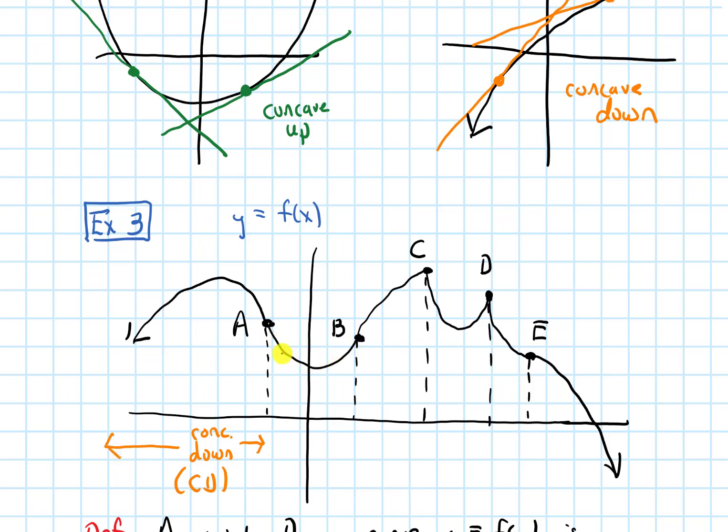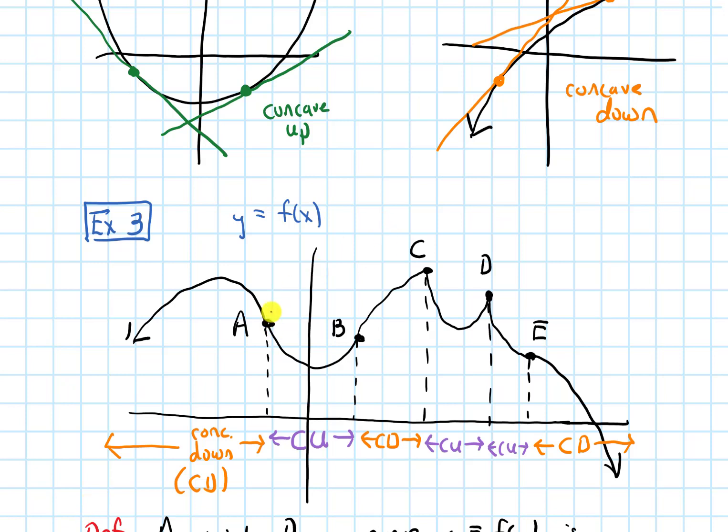Then from A to B, it has this upwards U shape, so that is concave up. I'll write CU for concave up. From B to C, it has this downwards U shape, so that's concave down. I'll write CD over there. From C to D, it's an upwards U shape, that is concave up. From D to E, it's still an upwards U shape, that is still concave up. And then from E onwards, it has a downwards U shape, so that is concave down.